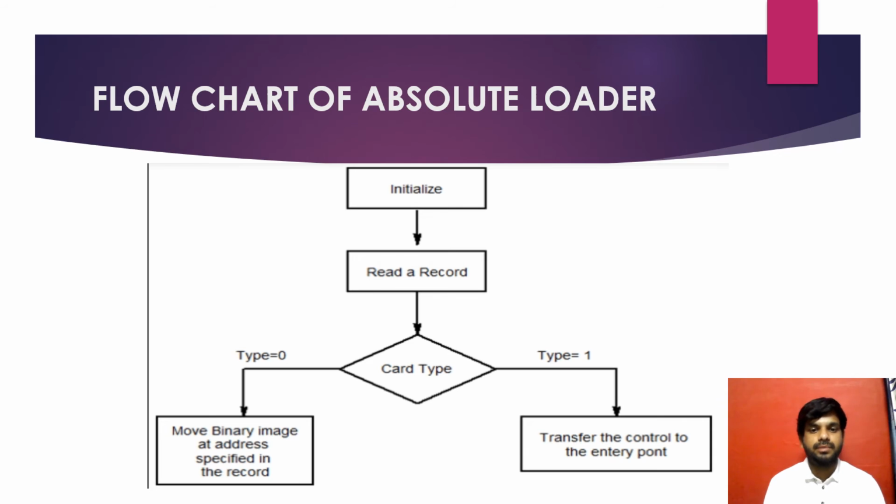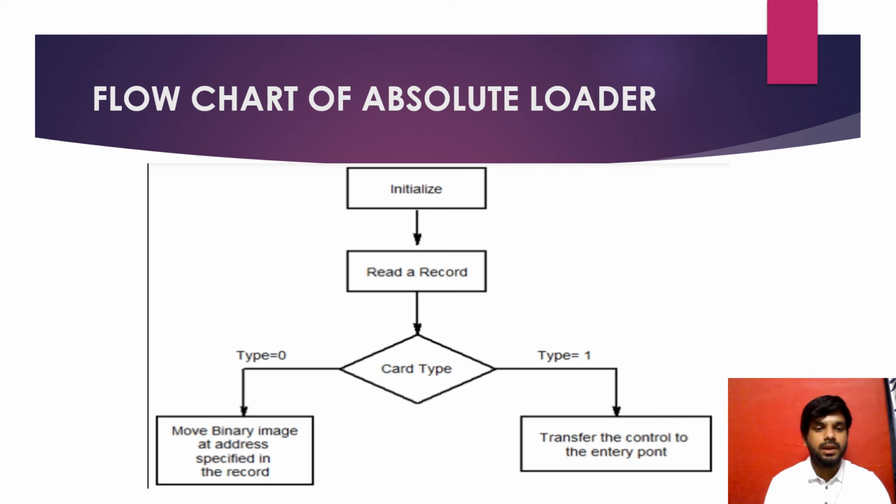This is the flowchart of the absolute loader, where data flows through the absolute loader. First, we have to initialize the loader and read a record. It reads a record from the object deck, to see what kind of data and information is stored. Next is the card type, which is a decision step. Type 0 is for a text card and type 1 is for transferring control to the entry point.